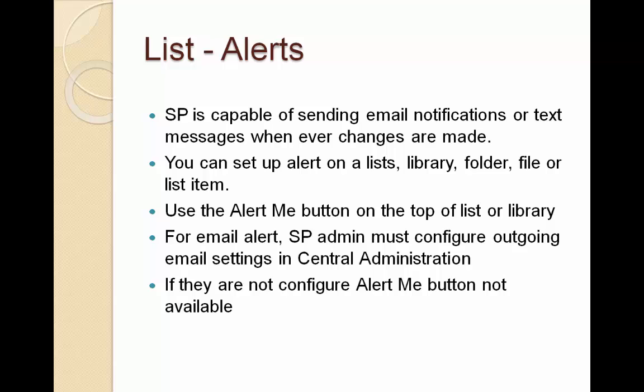For email alerts, the SharePoint admin must configure outgoing email settings in the Central Administration tool. So the Central Administration tool has a setting for outgoing emails. It's mandatory that the SharePoint admin configures the outgoing email settings. If this setting is not configured, then the Alert Me button will not be available. This setting basically tells SharePoint how to send an email out. If sending email is not configured, there's no way SharePoint would know how to send out an email. And SharePoint is smart enough to disable the Alert Me button to indicate to the user that outgoing emails are not configured, so it won't show you the Alert Me button.